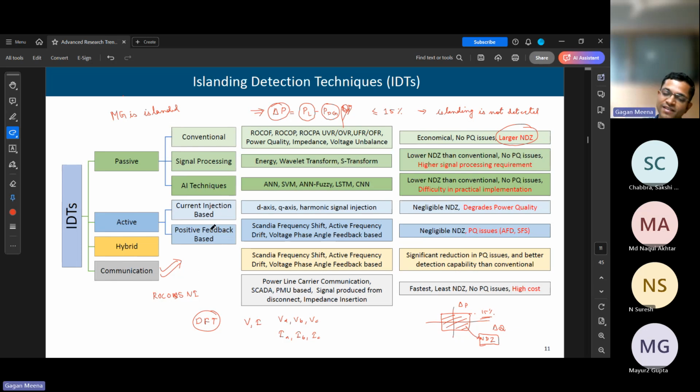That is the main key for all these things, right? That is why these three techniques are there. They don't require communication.